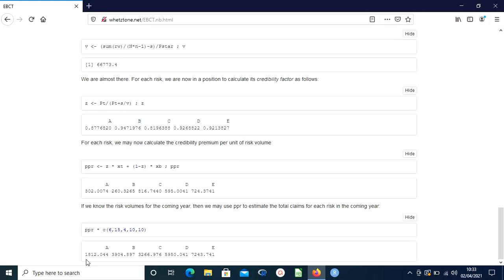So we would expect total claims of 1,180.12 for A, 5,950 for D, provided those were the volumes that we were going to have for the coming year.